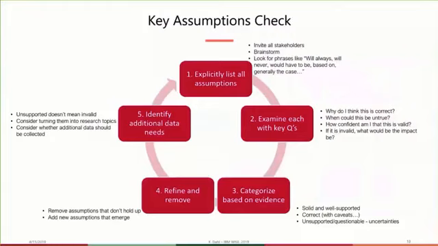This gives you a way to start to triage your assumptions, and then now you can categorize them based on evidence. Is it a solid and well-supported assumption? Is it correct with caveats? Or is it unsupported or questionable? Unsupported and questionable doesn't necessarily mean wrong. It just means you need more data. And so after you go through this categorization, you refine, you remove, you collect additional data as needed, and you iterate over this. This happens naturally throughout the lifespan of your project. And so that is your key assumptions check.